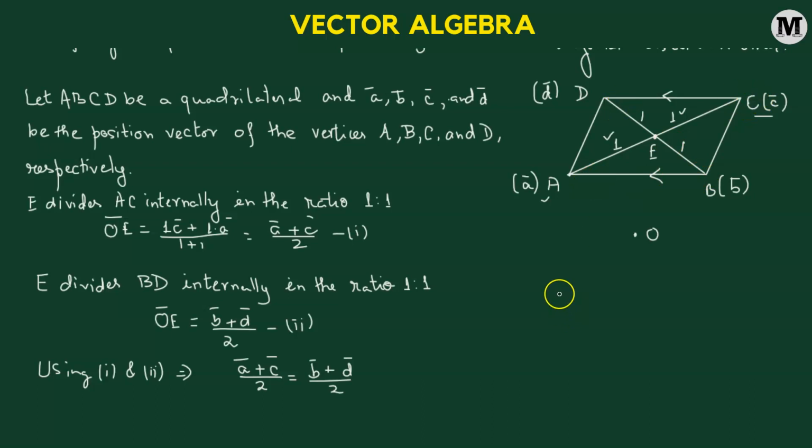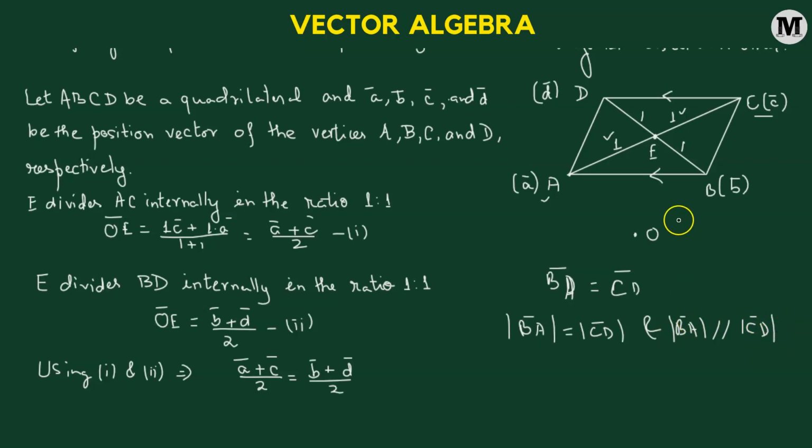Here we can say that BA vector equals CD vector can mean two things. It means that the magnitudes of the two vectors are equal, so they are equal in length, and we can also say that BA is going to be parallel to CD. Now, this is true for the case of a parallelogram.